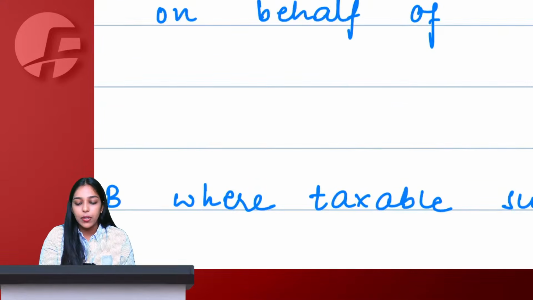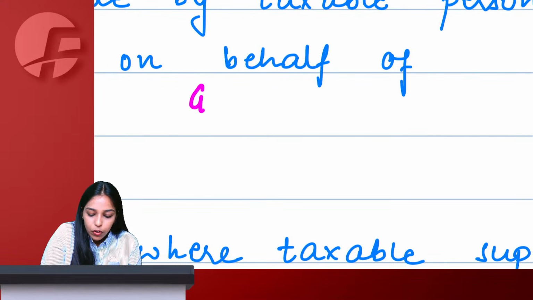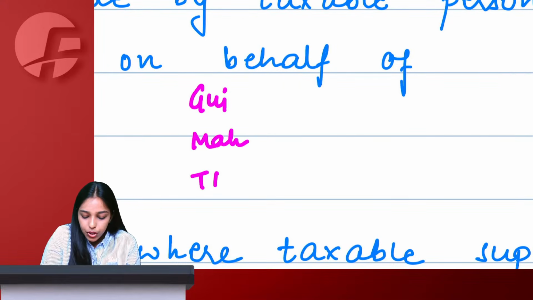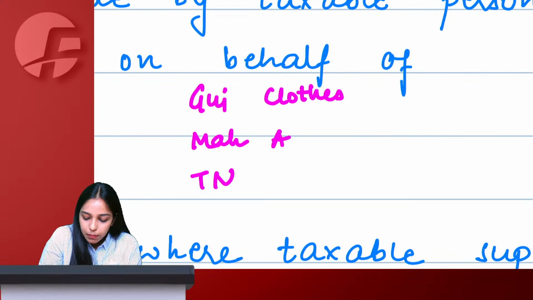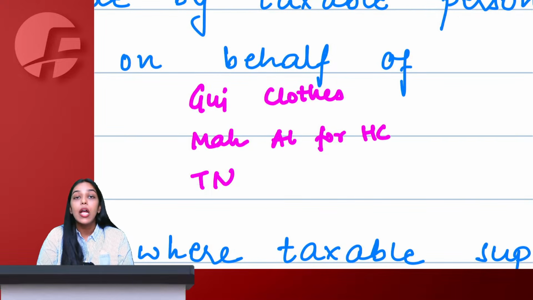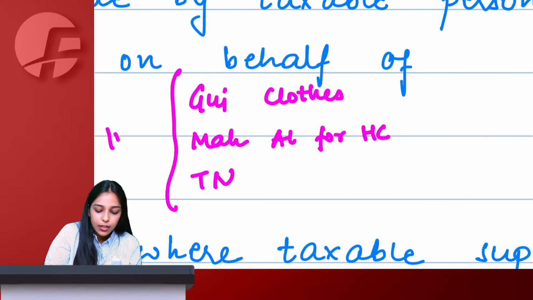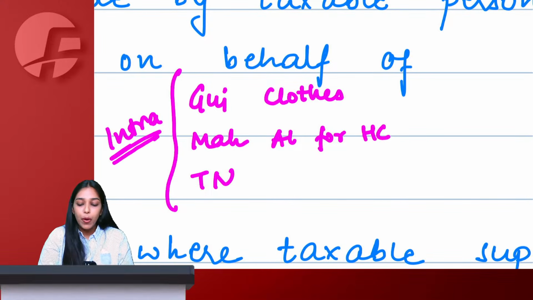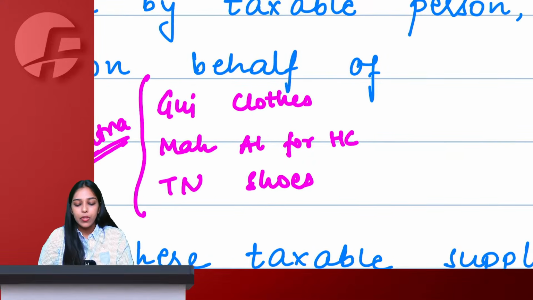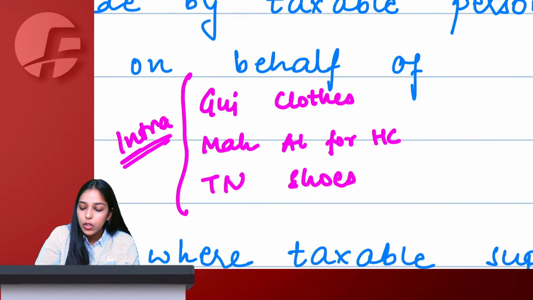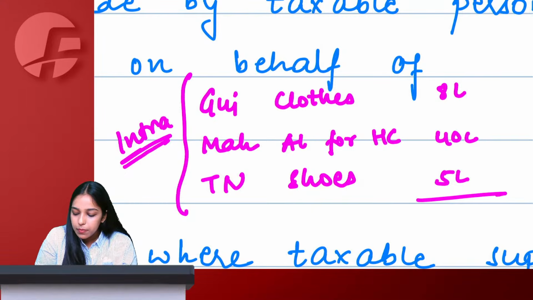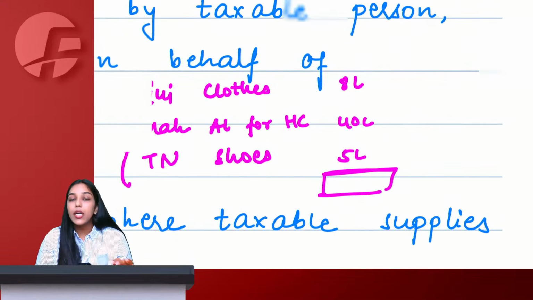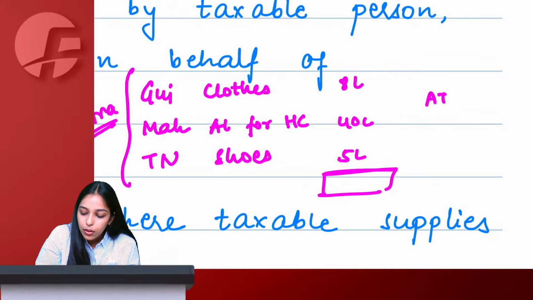Chalo, I will ask you a question. Let us say I supply from Gujarat, Maharashtra and Tamil Nadu. From Gujarat, I supply clothes. From Maharashtra, I supply alcoholic liquor for human consumption. And from Tamil Nadu, and everything is intrastate, we assume everything is intrastate. So now, from Tamil Nadu, I supply shoes. Okay. My turnovers in all the states are 8 lakh, 28 lakh, 8 lakh, 40 lakh and 5 lakh respectively. My question to you is, what is my aggregate turnover?